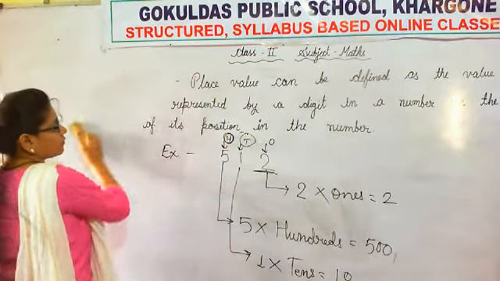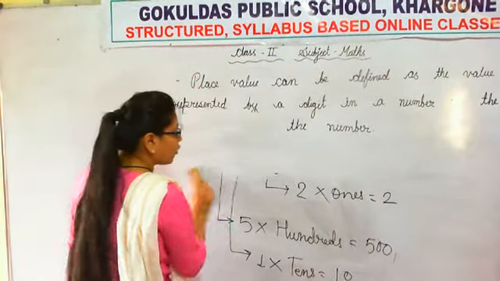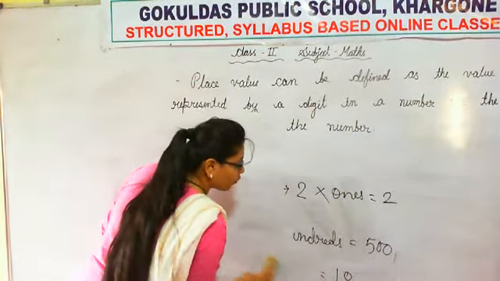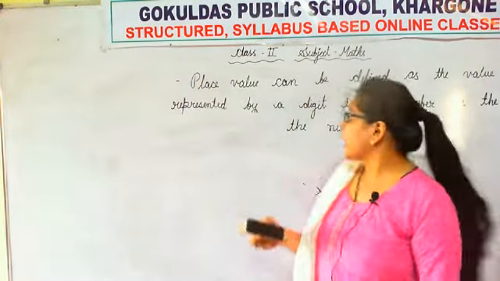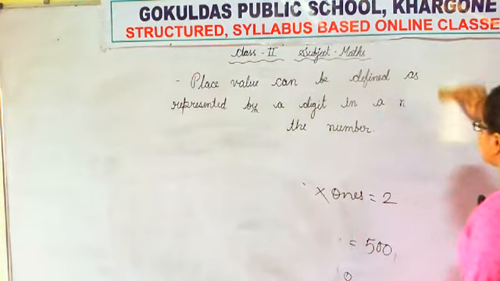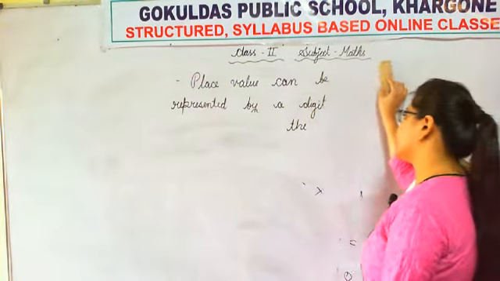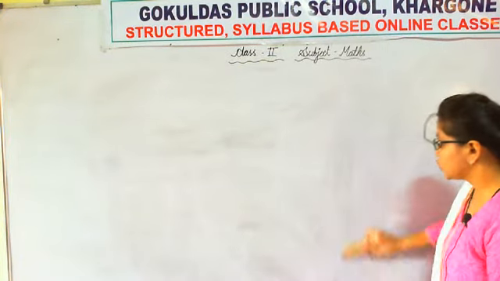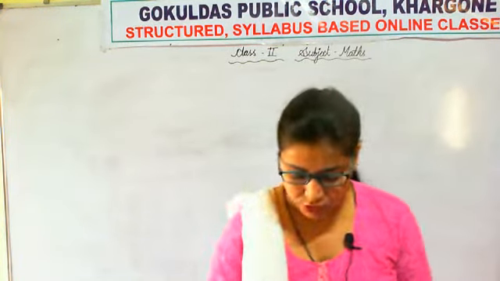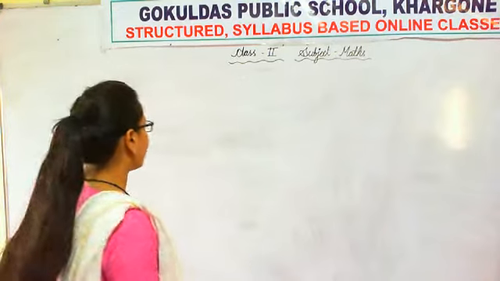Now I hope you all understood the place value. I hope now you are able to find the place value of any digit in any number: 3 digit, 2 digit, or 1 digit. So now the next topic is face value.